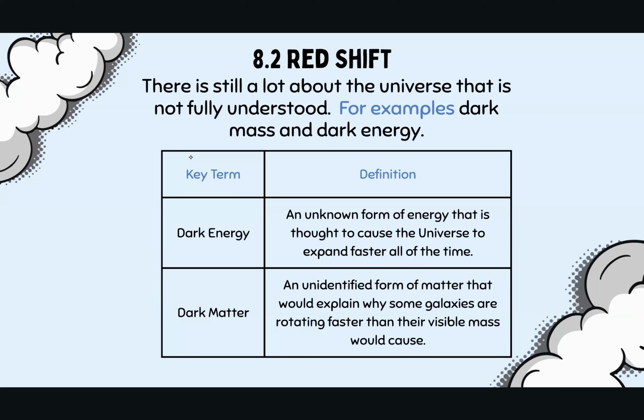Then we've got dark matter. Dark matter is an unidentified form of matter that would explain why some galaxies are spinning faster than we'd expect them to spin.